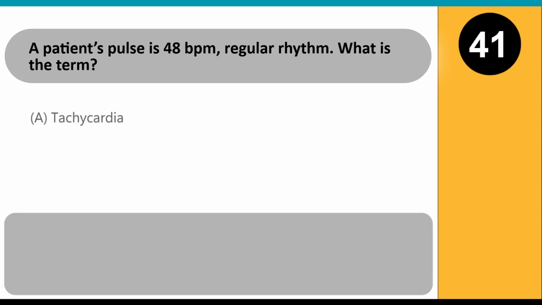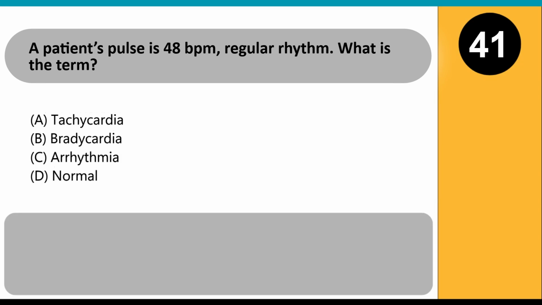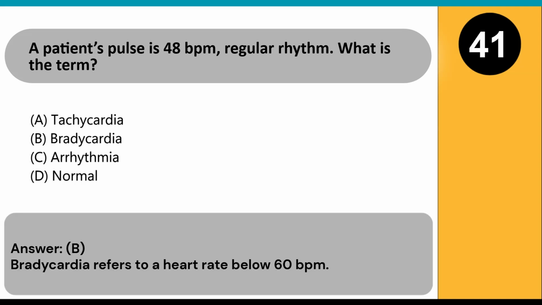A patient's pulse is 48 BPM, regular rhythm. What is the term? A. Tachycardia. B. Bradycardia. C. Arrhythmia. D. Normal. Answer B. Bradycardia refers to a heart rate below 60 BPM.